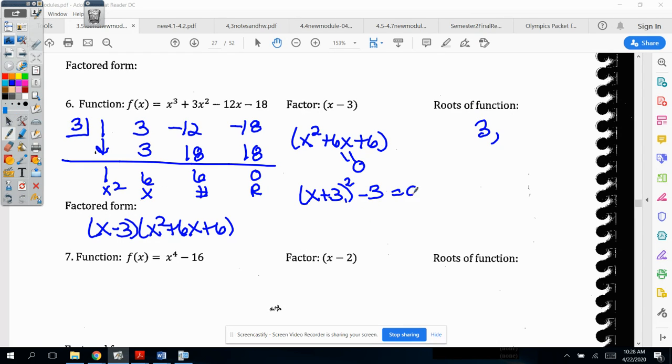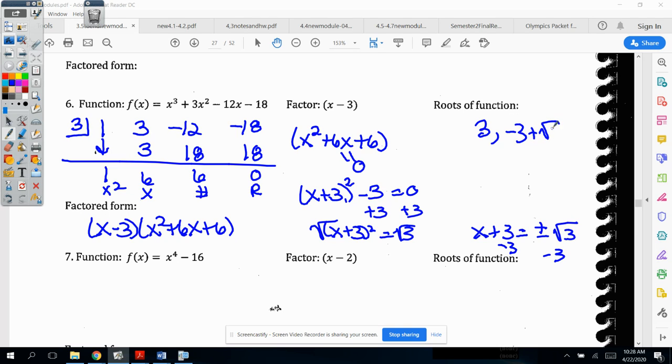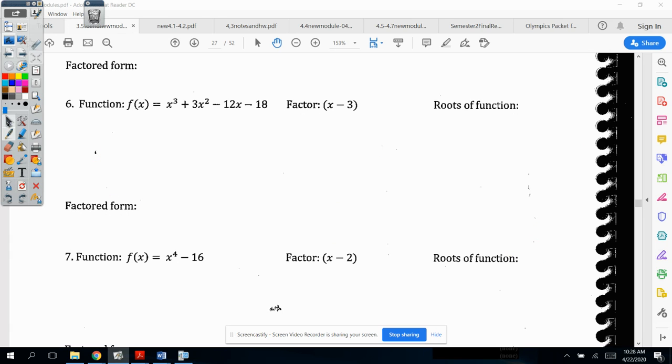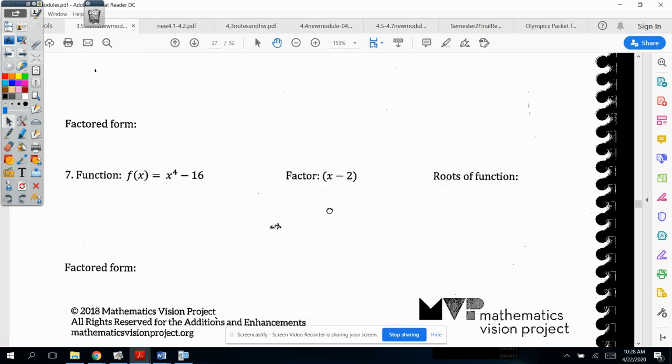I can solve that by adding the 3, and I get x plus 3 squared equals 3. Square root both sides. Don't forget your plus or minus. X plus 3 equals plus or minus the square root of 3, and then you would subtract 3 to get the last 2. So negative 3 plus square root of 3 and negative 3 minus square root of 3. So those two are the last roots. Okay, now this one is interesting for a couple reasons.